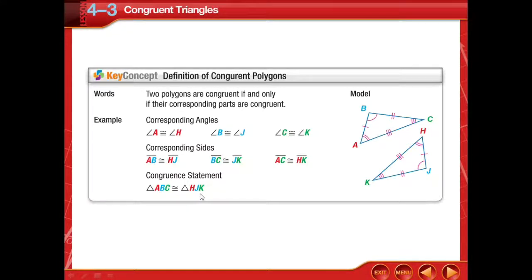You are going to be asked in this section to write statements about the angles and the sides, but you are also going to be asked to write congruency statements. A congruent statement is when you say one triangle is congruent to the other. And again, notice A is congruent to H. A and H are in the same position. B is congruent to J. They both come second. C is congruent to K. They both come third. If you change one over here, you need to change the corresponding angle over here.